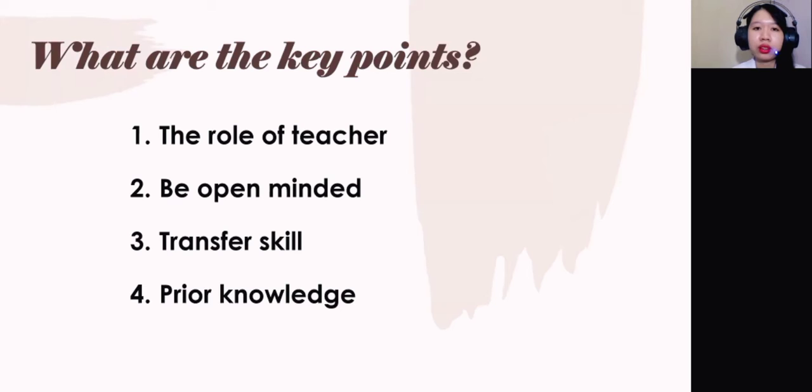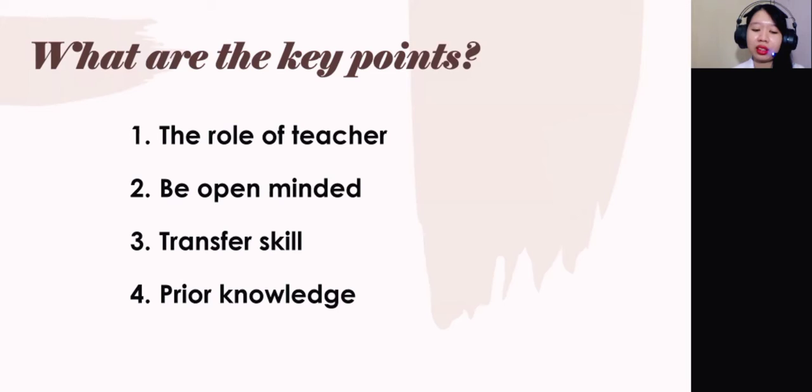Next one, what are the key points of problem solving in social studies? So number one is the role of the teacher. The role of the teacher is changing, right? In this day, the teachers are the mentors, the coach or something like that, instead of being teacher centered, the one who gives the knowledge and everything.